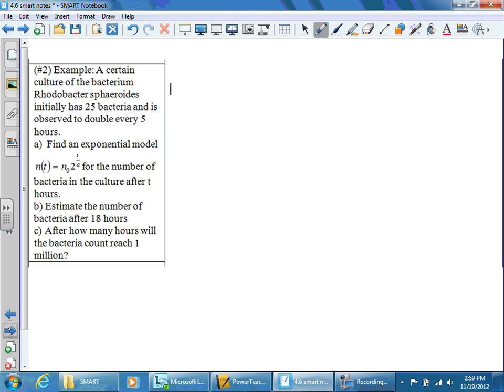So let's look at this first example. A certain culture of the bacterium Rhodobacter sphaeroides, something like that, initially has 25 bacteria and is observed to double every 5 hours. Find an exponential model with the doubling time formula for the number of bacteria in the culture after T hours. All right, so this one told me that it had an initial amount of 25, so I can put the 25 in. I'm going to use my 2 for the doubling. And it says that it's going to double every 5 hours, so I can put in my 5.